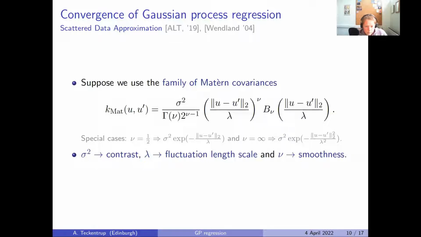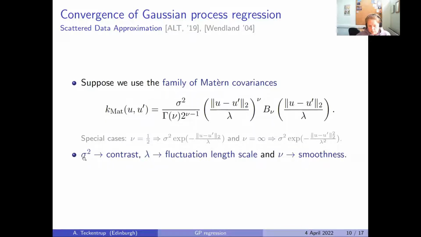These are going to be specific results for this family of Matérn covariances. This is something that's quite often used in applications. It is a parametric family of covariances, so it has three hyperparameters. Our hyperparameters theta are now a vector in R^3, which has these three entries: the sigma squared, the lambda, and the nu.